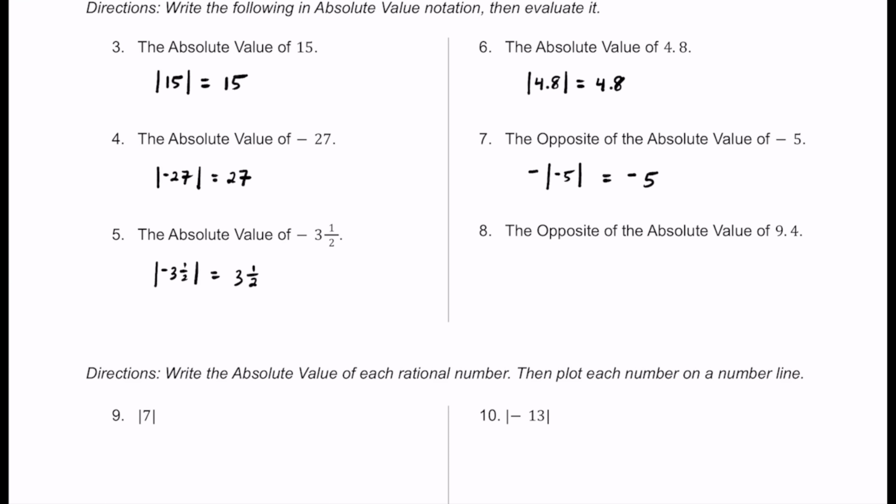So again, opposite just means negative. Absolute value means we're going to go ahead and put these bars around this 9.4. So how far is 9.4 away from 0? Well, it's 9.4 units away, but you can see that negative's on the outside, so it's going to be the opposite of that distance, so negative 9.4.